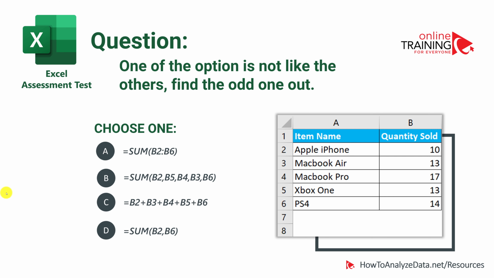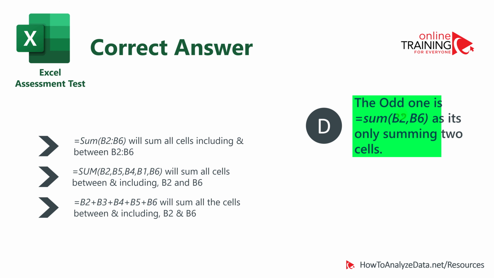So the odd one here is choice D, and it is the odd one because it only adds 2 choices instead of adding all 5 choices. Hopefully you've got this one right, because that was a tricky one.